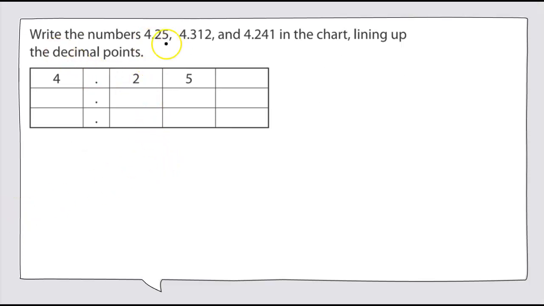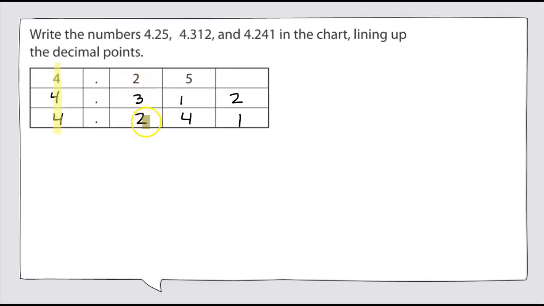We're going to write these numbers in the chart, and this is going to help us line up our decimal point. We've already got 4 and 25/100. Now we're going to write 4 and 312 thousandths, and then 4 and 241 thousandths. When we're comparing, we can see here that our 4s line up. Don't need to touch them. But here's where it kind of gets a little tricky, because I've got 2 2s here.